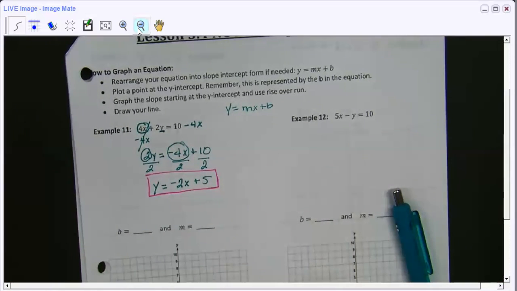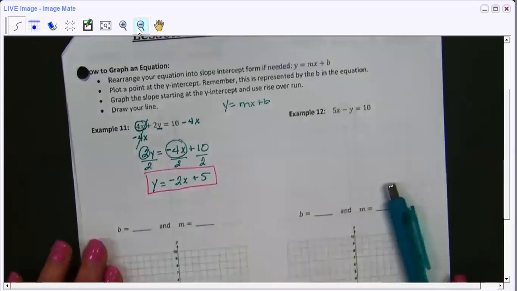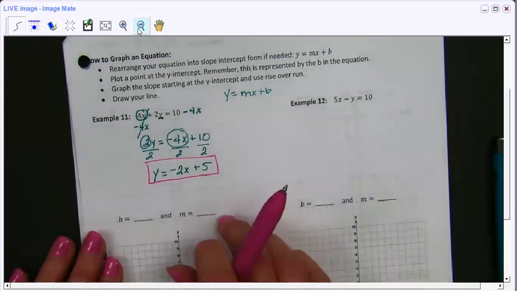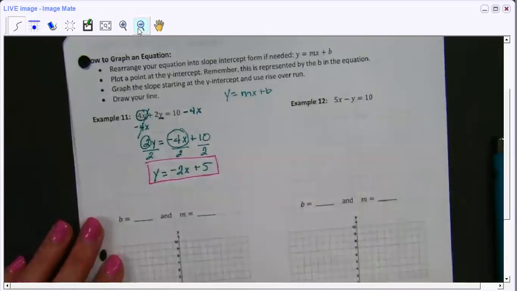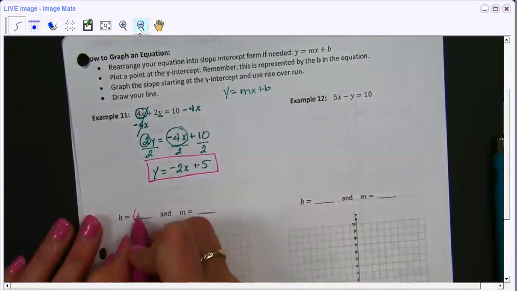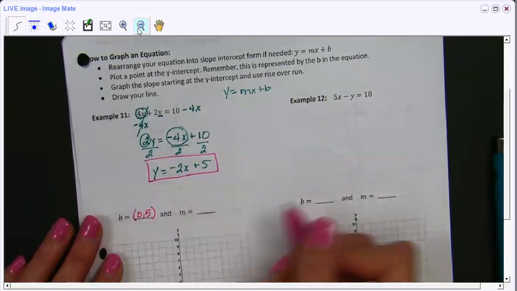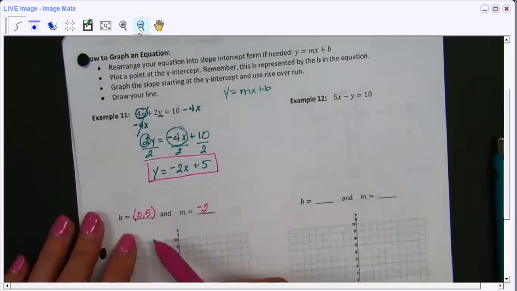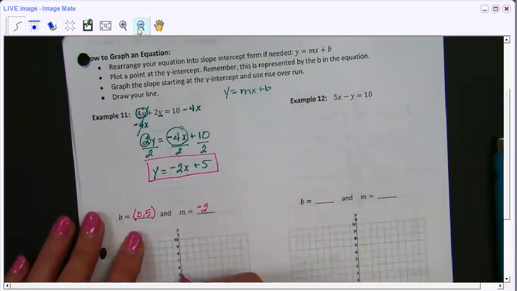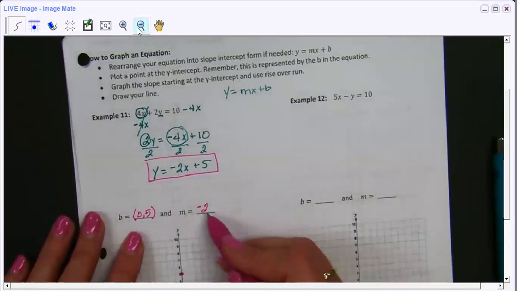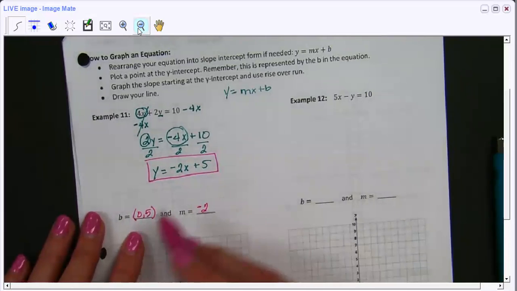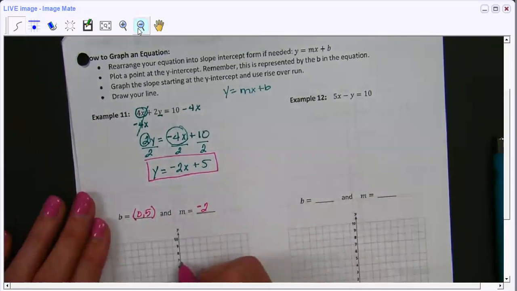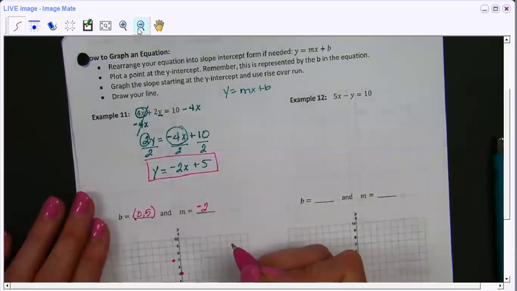Then what you do, I'm just going to write, sometimes it helps for me to write my y-intercept and my slope out. Sometimes it doesn't. It just depends on how you graph. But my y-intercept is (0, 5), and my slope is negative 2. So I'm going to plot a point at (0, 5), and then I'm going to graph my slope by rising 2 and running 1. So up two, to the left one.